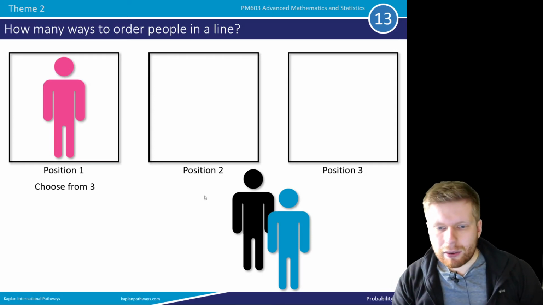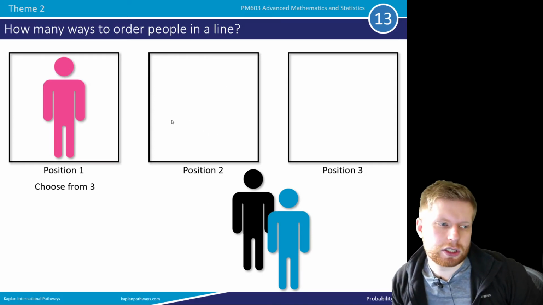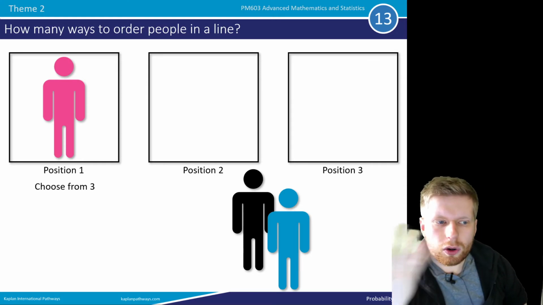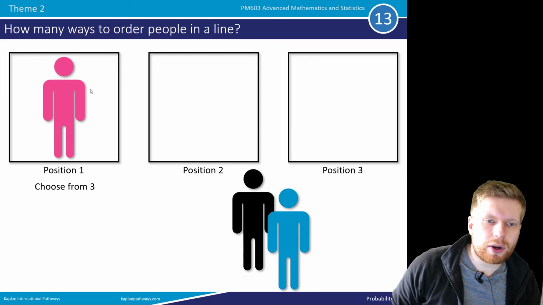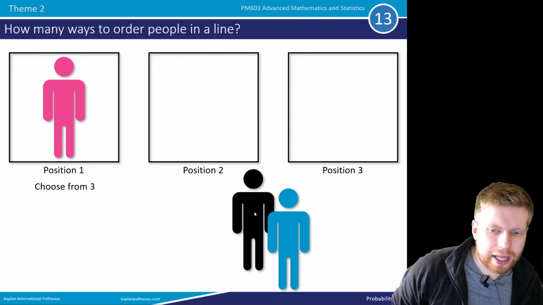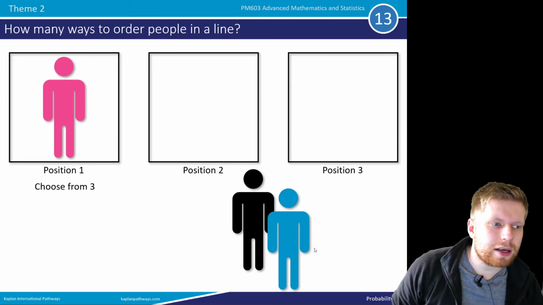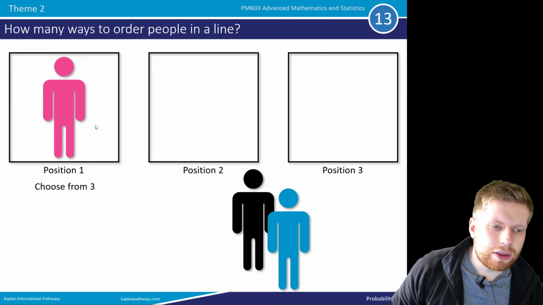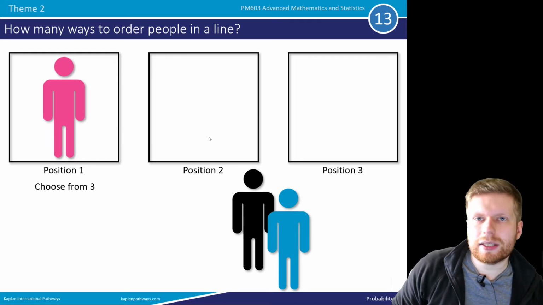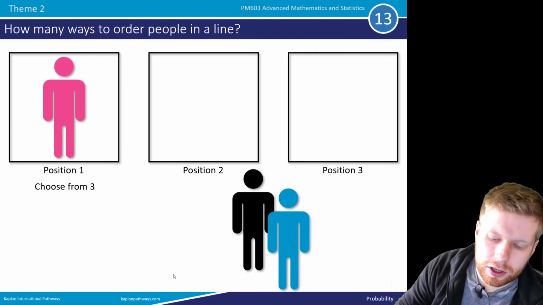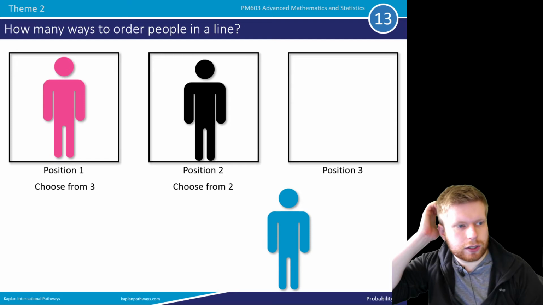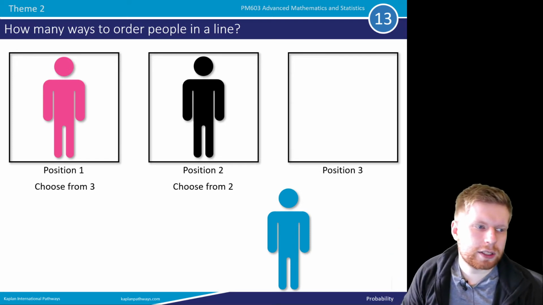All right. So now let's have a look at position 2. That's the next position to fill, right? Well, how many people are left to choose from to put in position 2? Because you've chosen someone to put in position 1, there's going to be 2 people left to choose from. They may not be the black and the blue person, it may be the pink and the blue person if you chose to put the black person in the first position. But my point is, there's always going to be 2 people left to choose from for the second position, because you've already chosen someone in the first position. So you've got 2 people left to choose from. All right, let's just put the black person in there then. So we put the black person in position 2.